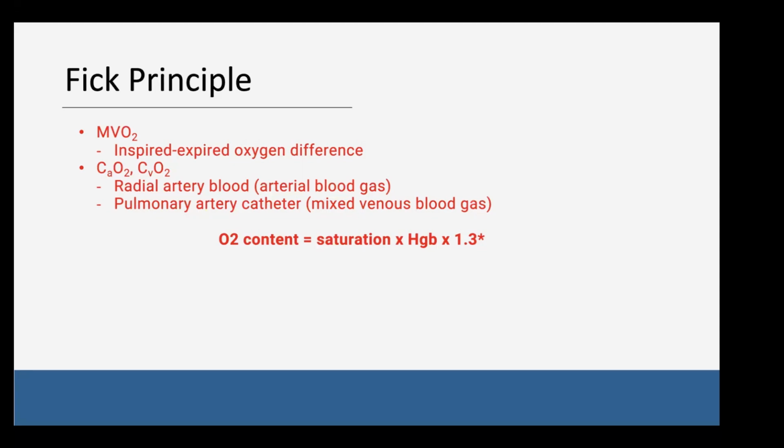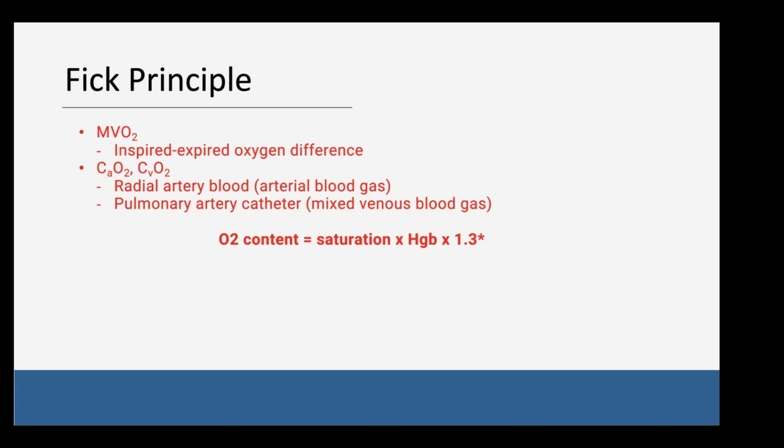And you may have seen this on exercise treadmills or with Douglas bags, which are very, very large bags. In order to do this using the direct measurement method, you require lots of specific measurements for measuring exactly how much oxygen you're giving, and then after what the patient uses, to actually measure the expired oxygen. And the arterial and the venous oxygen concentrations are measured using a radial arterial blood cannula, using the arterial blood gas, and a pulmonary artery catheter using the mixed venous blood gas.